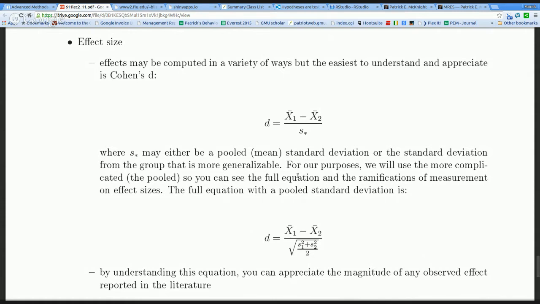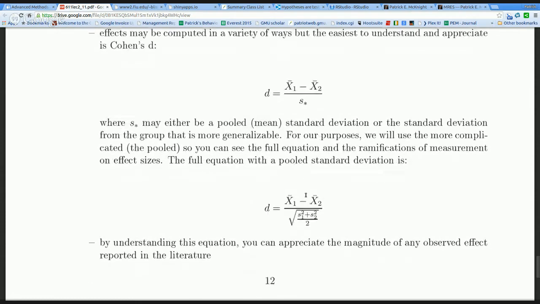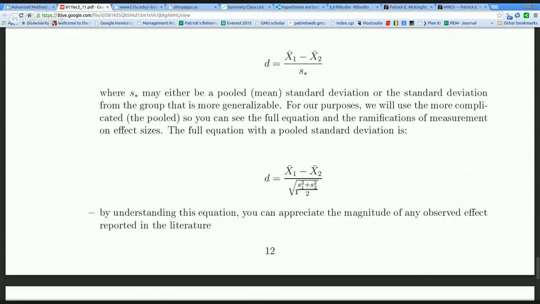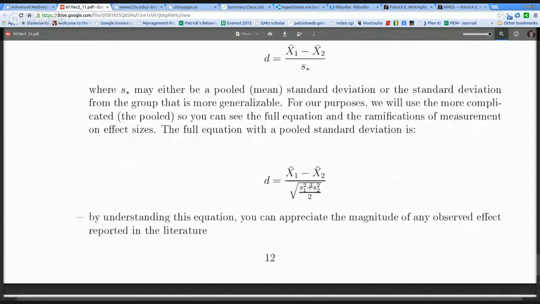The denominator turns out to be a little bit more difficult because a lot of people ignore that. So what is the S star? S star is short for pooled standard deviation, or sometimes it can be the standard deviation from the group that's more generalizable, like the comparison group. For our purposes here, I'm going to use the more complicated one, the pooled standard deviation. I'm going to expand this just a little bit.